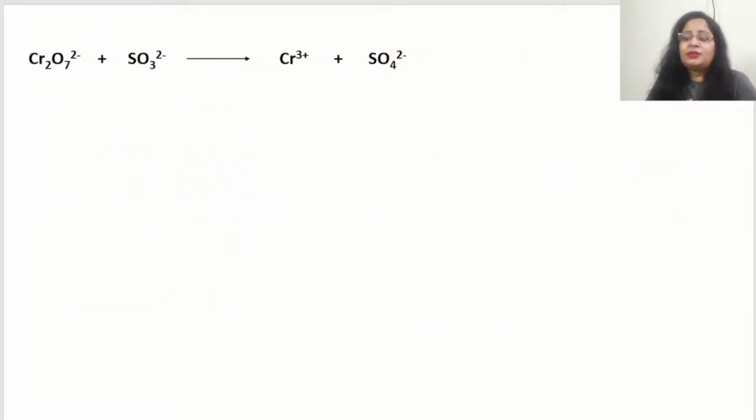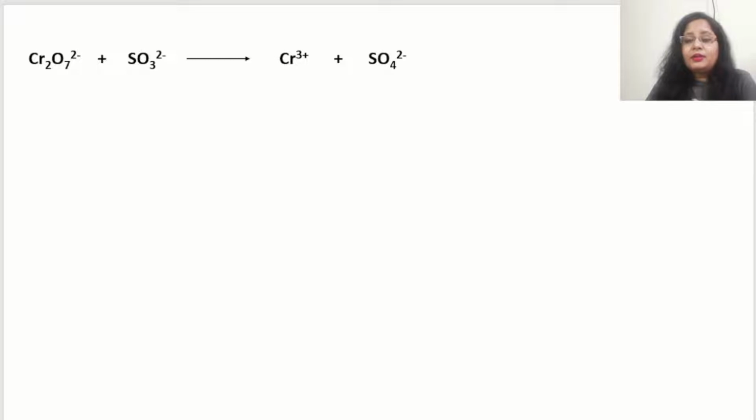So this is our example. First we have a reaction: Cr2O7 2 minus plus SO3 2 minus gives Cr3 plus and SO4 2 minus. So this is a reaction which is already in ionic form. Most of the time rule number 1 is not applied, because we get the reaction in ionic form every time. So now come to the second step.